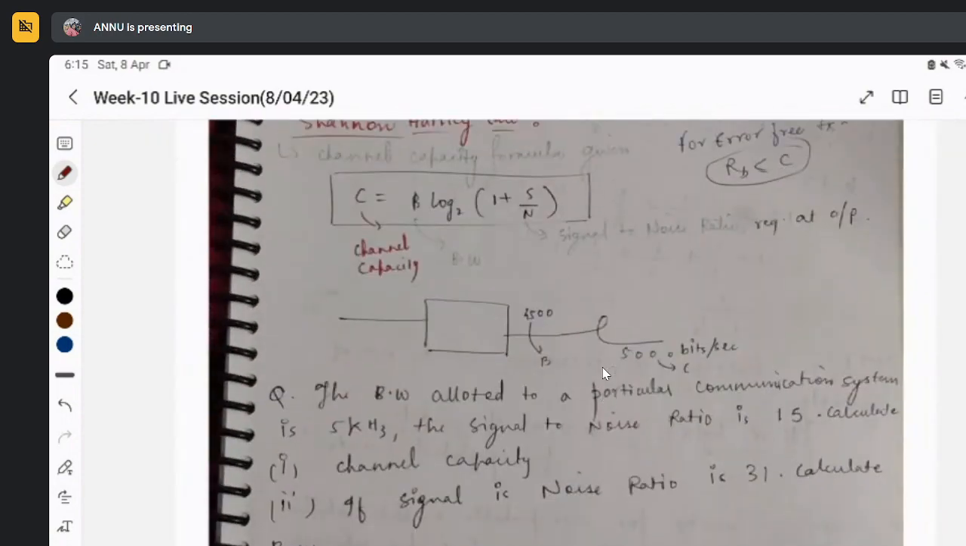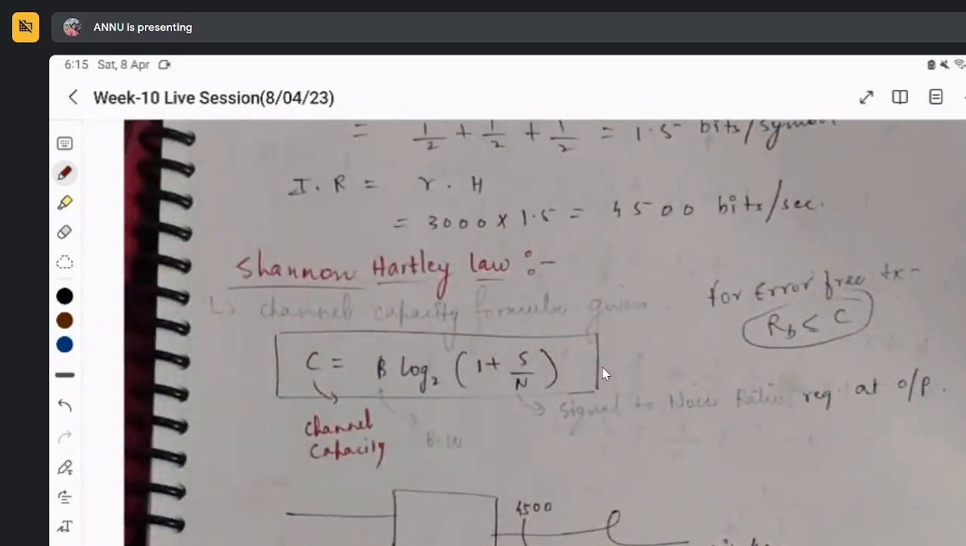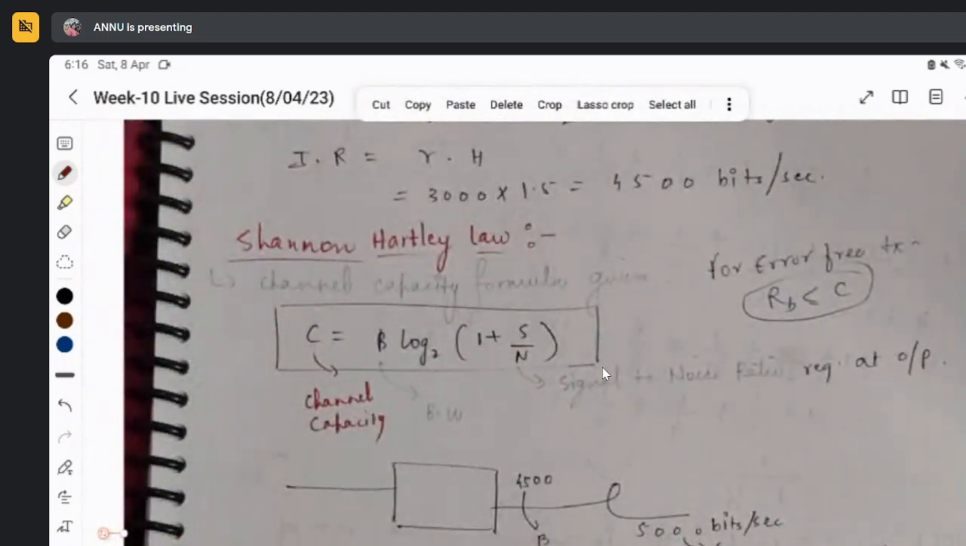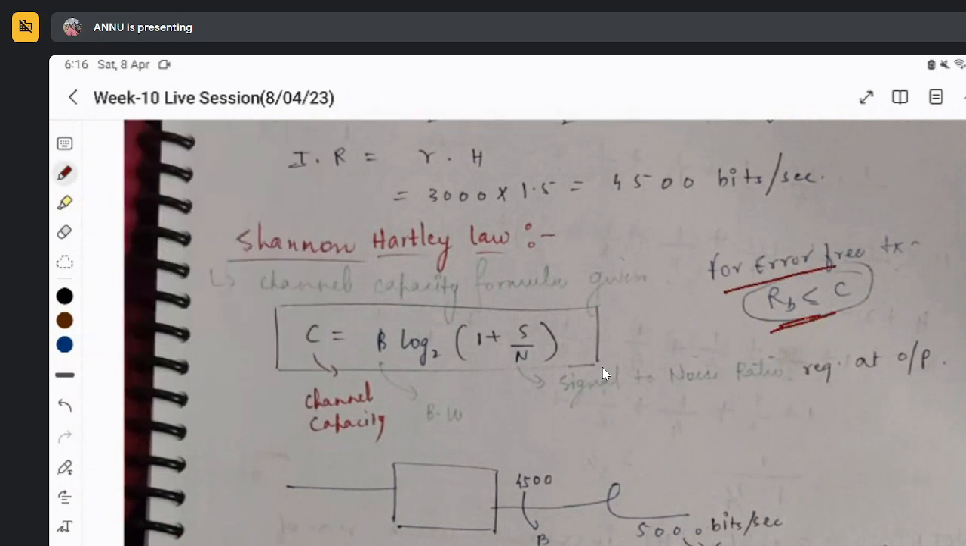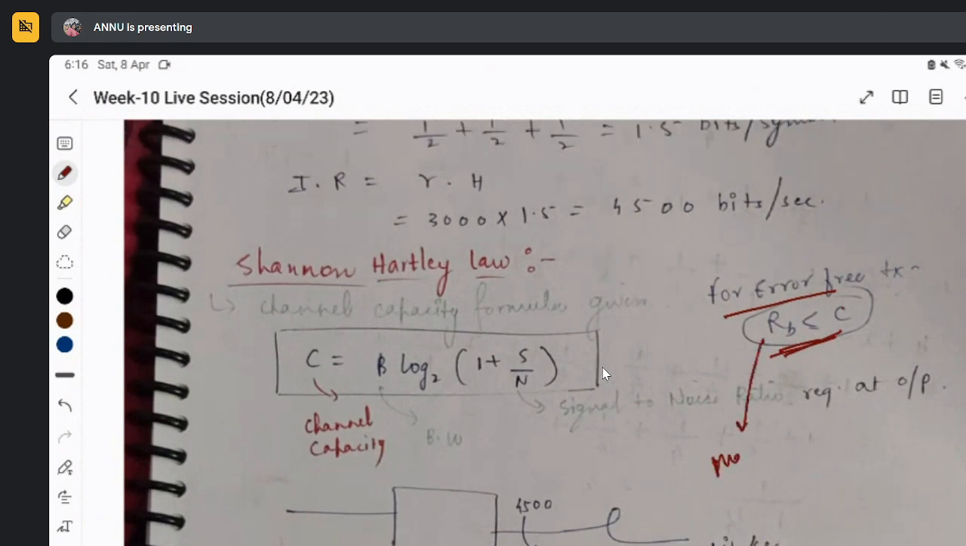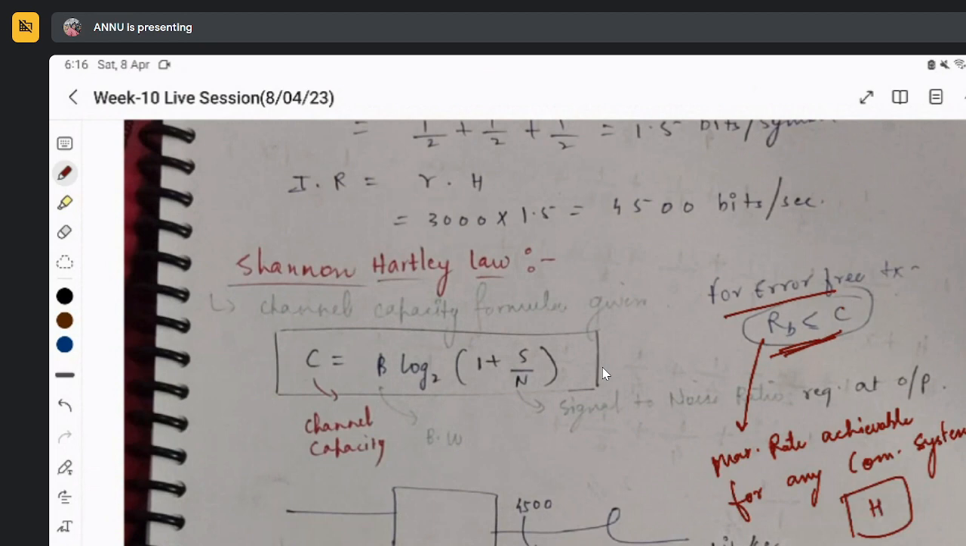So here is a very good channel capacity formula, which is C is equal to B log 2 (1 plus S by N). S by N is the SNR, the signal to noise ratio, and B is the bandwidth. You have to observe that for error-free transmission, Rb is always less than or equal to C. Rb is the maximum rate achievable for any communication system. Here, communication system I am referring to H, which means the transfer function of the communication system. Here you have input X and output Y. It can be in terms of T, it can be in terms of S.